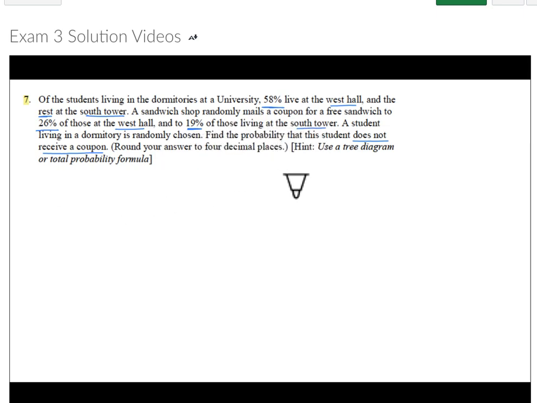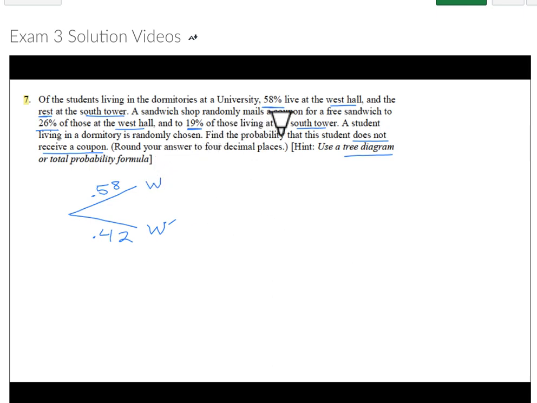So we can use a tree diagram as suggested. Could have used the probability formula as well. But what we'll do is we'll go with this first string here and this string here. We'll say West Hall, and let's just go not West Hall. We could put South Tower, but West Hall, we know there's 58%, which means there's 0.42 down here that don't live at West Hall.